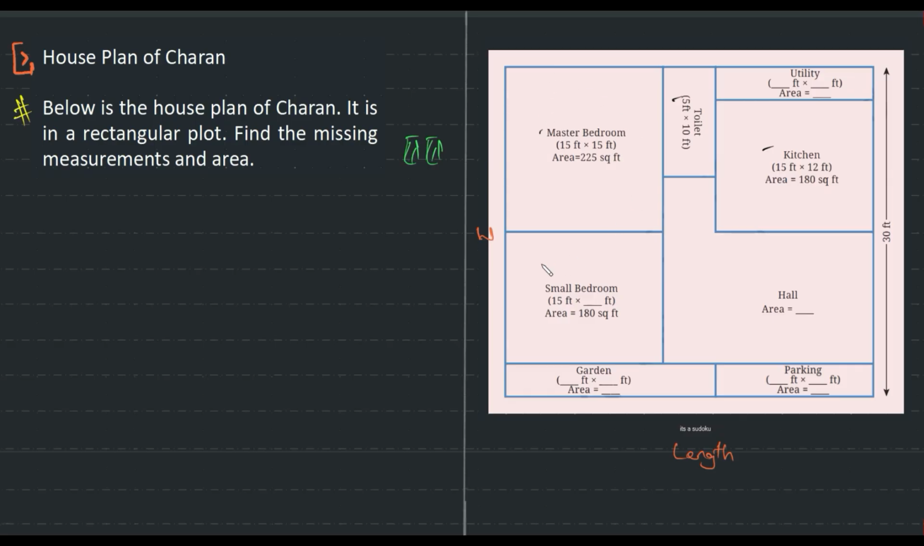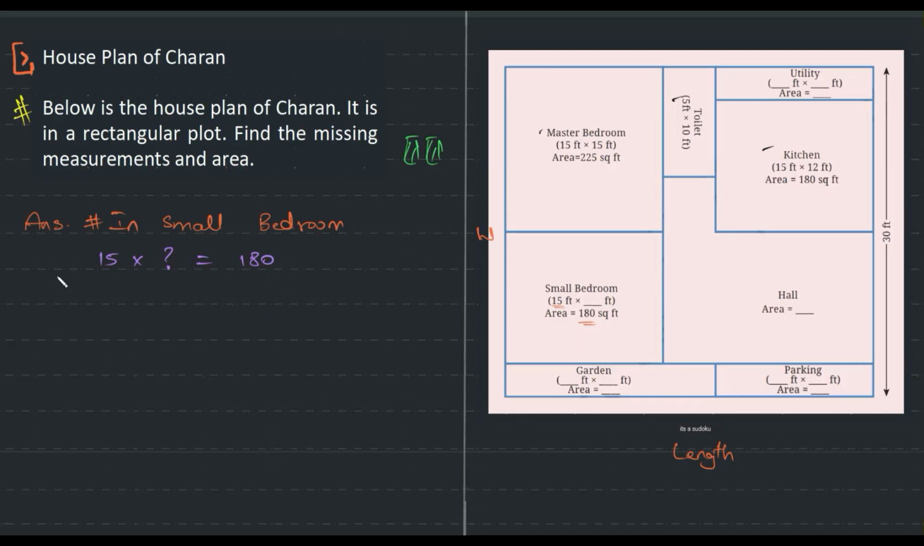Okay, so let's see if anything we can fill. So this is 15. Oh, area is given over here. So with area and one dimension given, the second can be found. Okay, so let me explain what I'm talking about. Looking at the small bedroom, what we have is 15 times some unknown value is equal to 180.